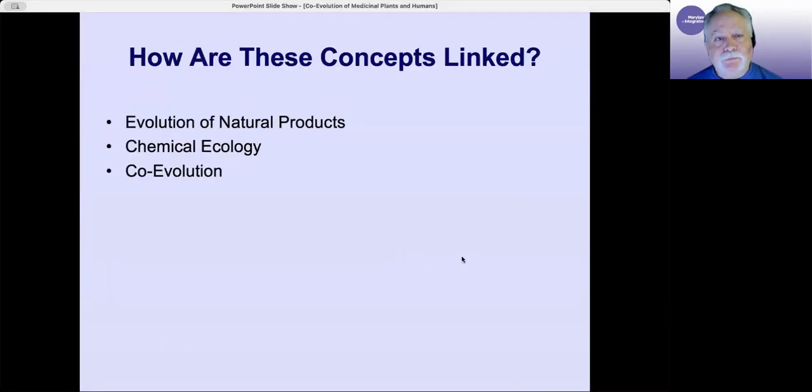So what we're going to look at are three sort of big concepts and how they're linked. And that is the evolution of what we'll call natural products. These are the phytochemicals that plants make, that they've evolved over time as well. Chemical ecology, which is the influence of the ecosystem and numerous elements of the ecosystem on medicinal plants and those metabolites. And then the coevolution with humans. And this process of selection influencing gene expression and benefit and also non-benefit gained from this interaction. And we'll discuss some of those.